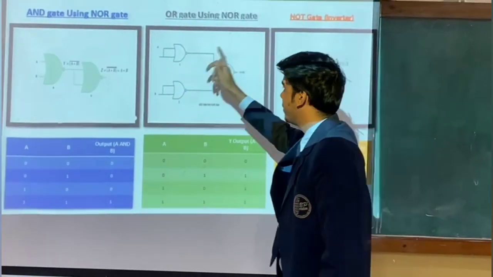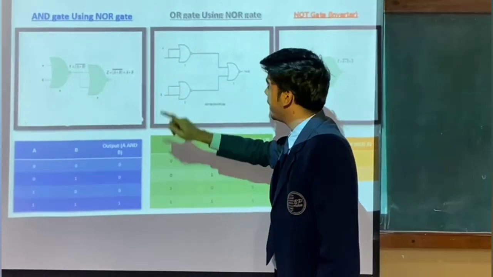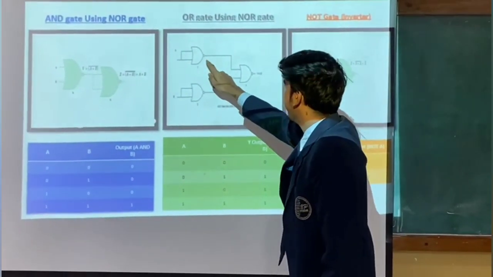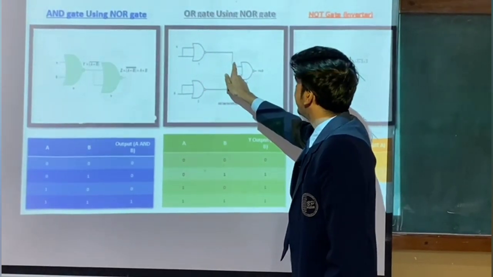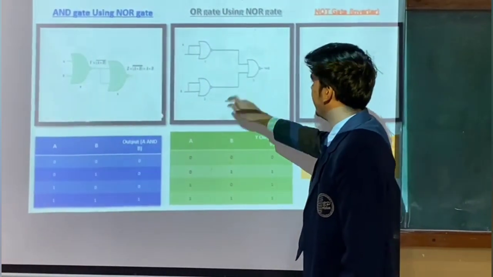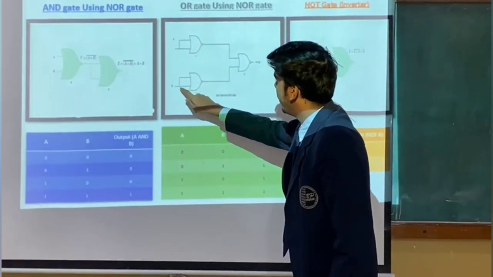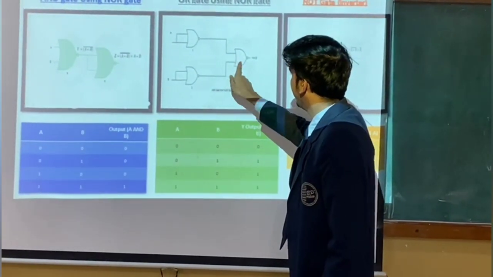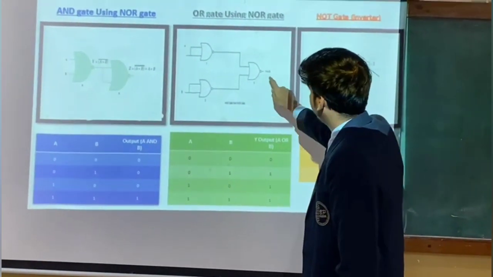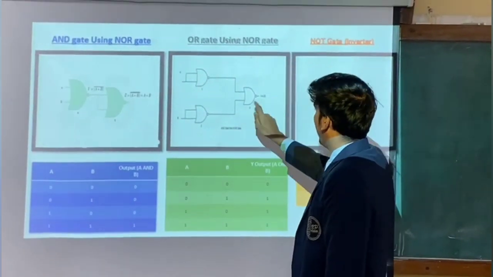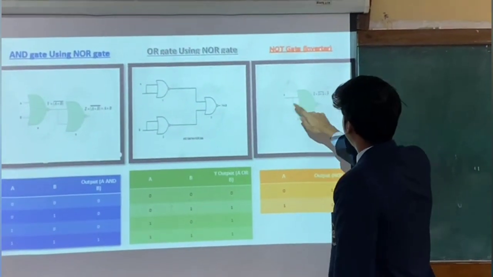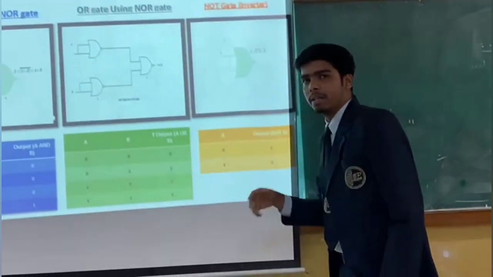So at first we input A and B in the first NOR gate. Then we get the output A plus B complement. Then in the second gate, the input is the output A plus B complement. Then our total output is OR gate, meaning A plus B. And a NOT gate just inverts, giving the complement of any signal.